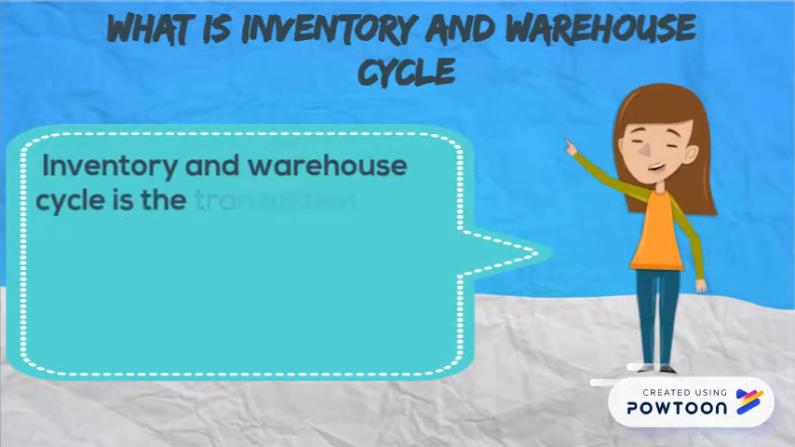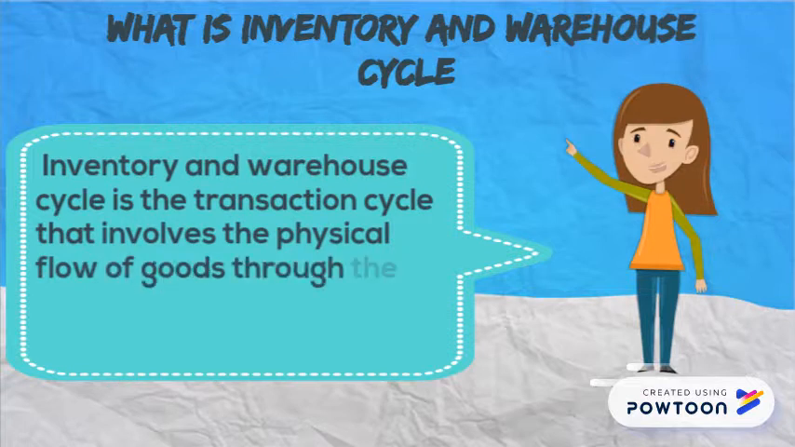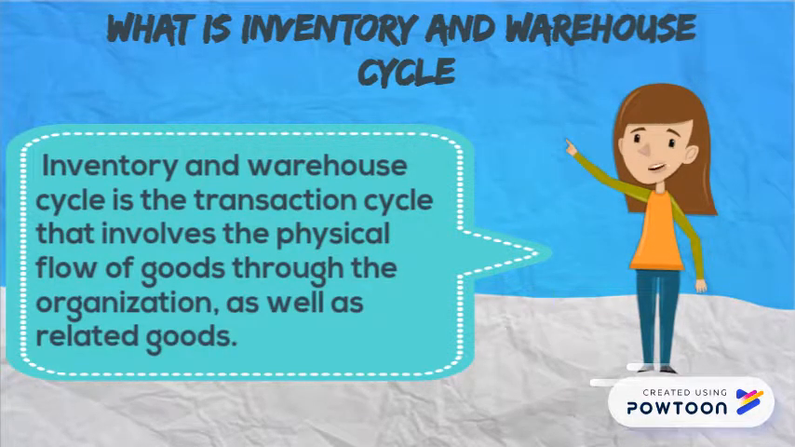What is inventory and warehouse cycle? Inventory and warehouse cycle is the transaction cycles that involve the physical flow of goods through organization as well as related goods.